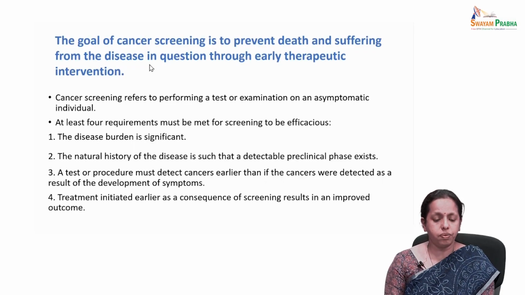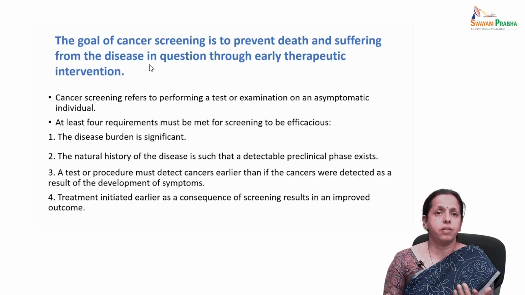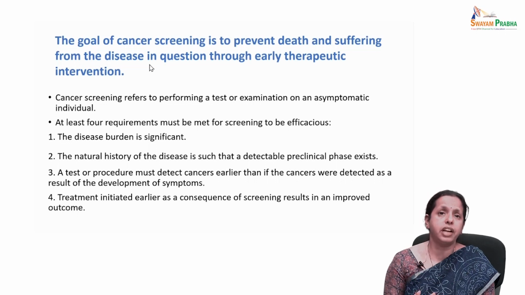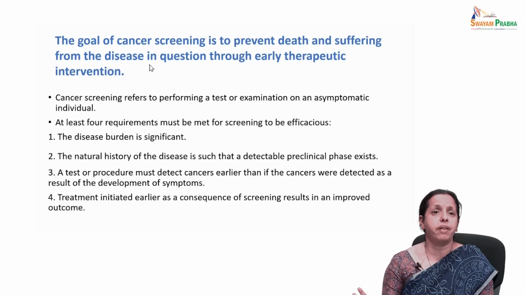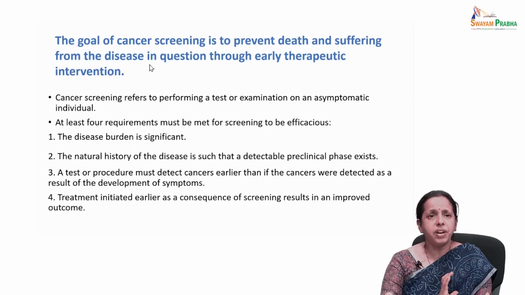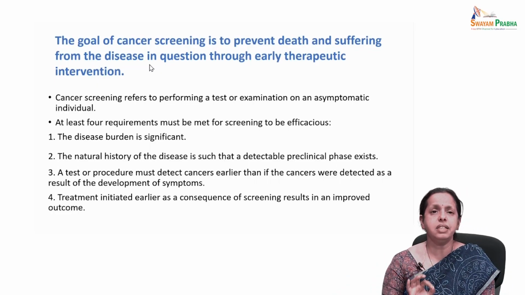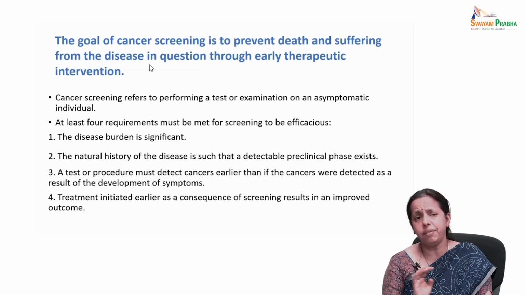The natural history of the disease is such that a detectable preclinical stage exists. For example, your cervical cancer. The progression is such that if you can screen it in the preclinical stages, it is very much treatable, and the patient survival outcome is very, very good. The course of the disease is such that the detectable preclinical phase is very favorable. If you detect it early, the chance of survival is very high.